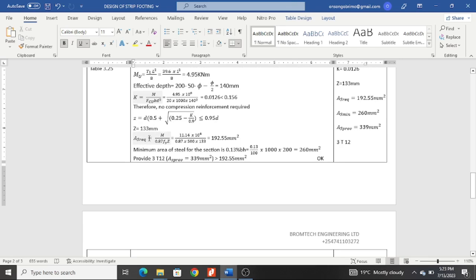From that you do the area of steel required the same way, but now we use the moments that we have determined from this case. And in this case, this is not right. We're supposed to have 4.95. When you do that math, let's do it together. 10 to the power 6.